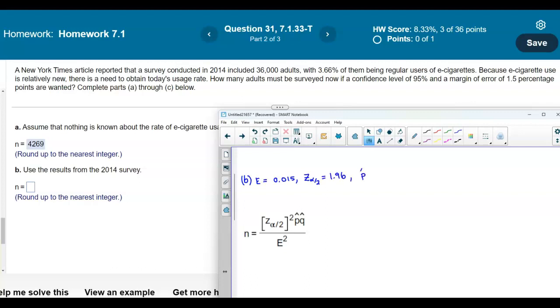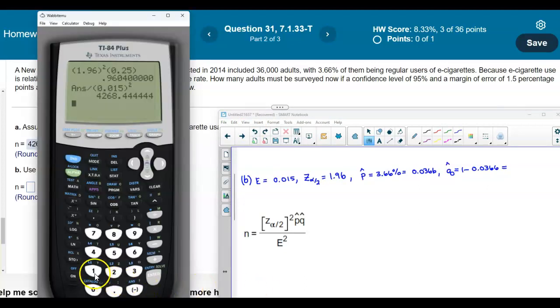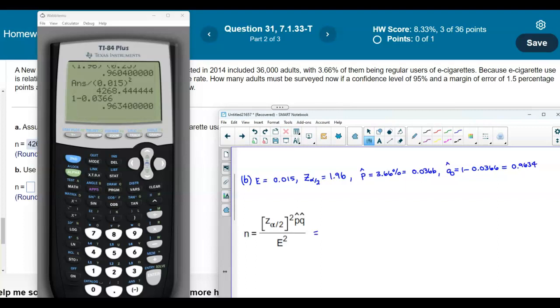Now, the point estimate is 3.66%, but we want to change that to a decimal, so that's 0.0366. Now we need to find the complement of that, which is taking 1 minus 0.0366. We take 1 and subtract 0.0366, and that gives us 0.9634. Now we can plug everything into our formula.